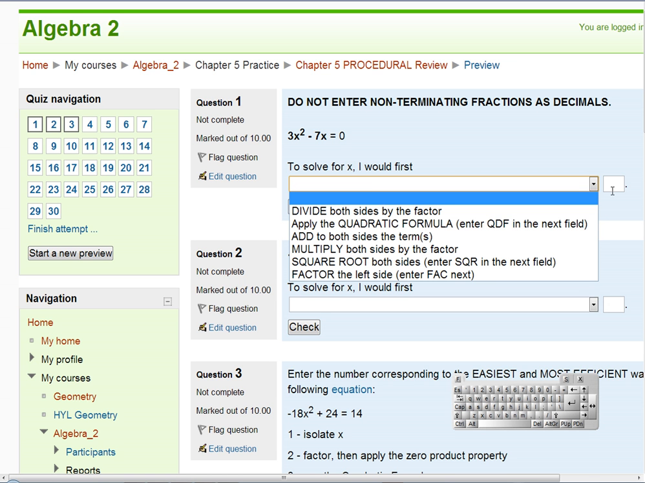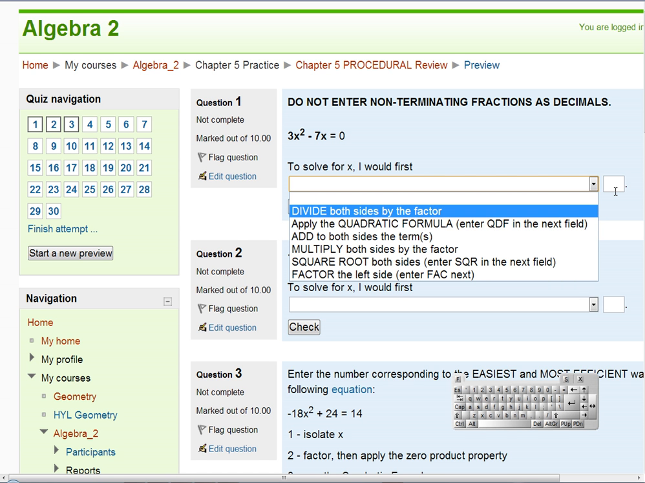It says enter QDF in the next field. I could add some stuff to both sides, positive or negative. Adding a negative is like subtracting, right? And then I'd have to say, what is it that I'm adding or subtracting? Multiply both sides by the factor, whatever I would put in there. Square root both sides means I enter SQR in that blank. Or I could factor the left side, enter FAC.